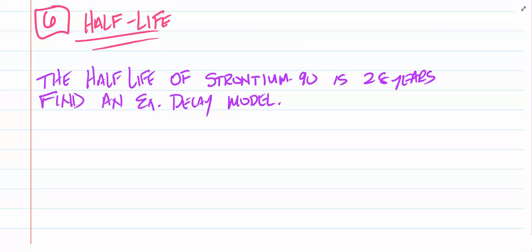Okay? That's what half-life means in layman's terms. All right? So we're going to find an exponential decay model for strontium 90. Now, when I looked up strontium 90 on the internet, the half-life was much shorter, but I'm going to go with what our book says. Our book says 28 years, so I'm going to go with it.